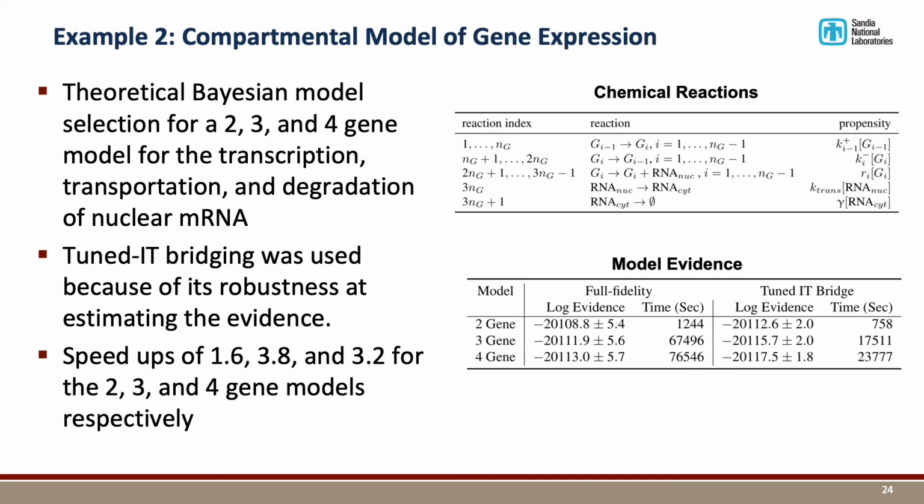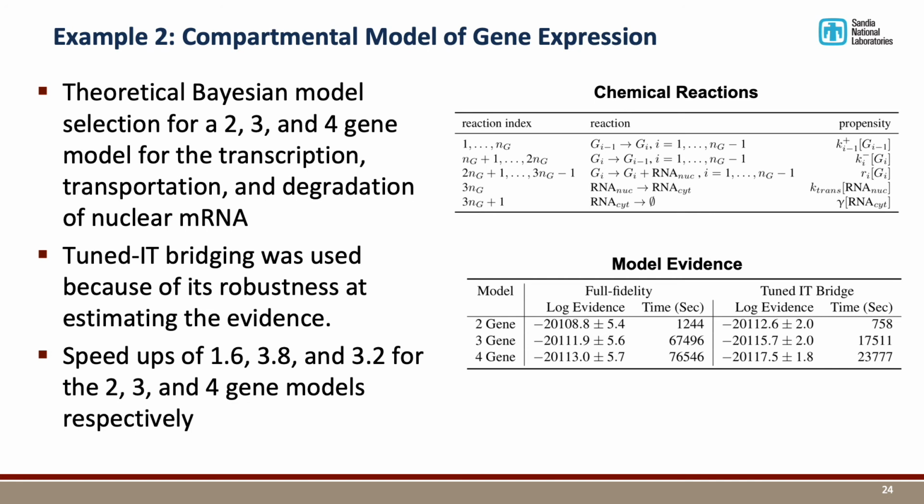In the second example, we try to use Bayesian model selection to compare different models for compartmental gene expression. Within these models, either a 2, 3, or 4 gene state model is used to model the transcription, transportation, and degradation of nuclear mRNA into the cytoplasm. We generate synthetic data from this system and try to use multifidelity ST-MCMC to identify the different likelihoods of the different models.